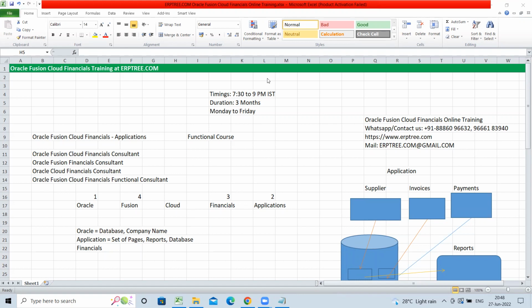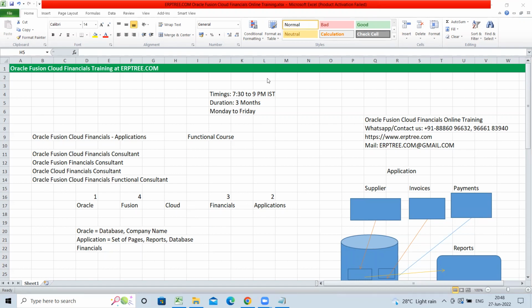EBS, we cannot say outdated. It's old, but those who previously implemented EBS are still using it. My company is still using the old tool. But they said the majority of new implementations are on Fusion only. That is the market.